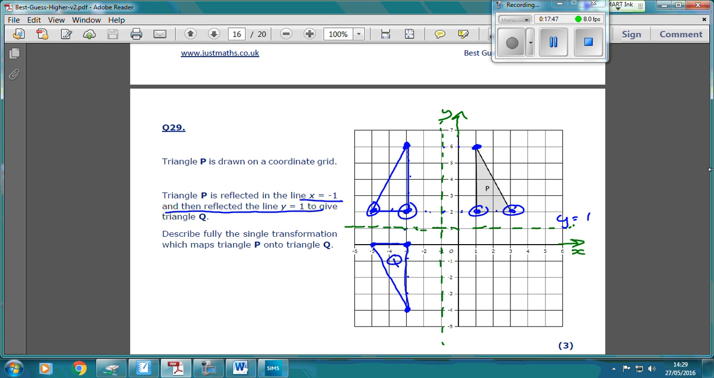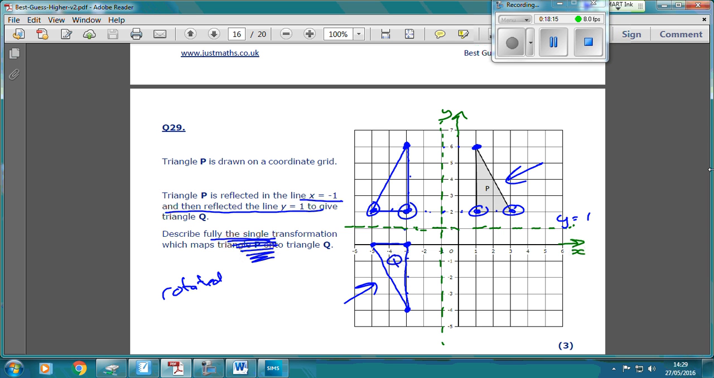Now what we've got to do is fully describe the single transformation. I'm going to underline the word single 4 or 5 times because that just means one thing has happened to P to get onto Q. So it's not been translated, it's not been picked up and moved, it's not been made bigger. It's been reflected twice, but that's not a single transformation. So what's happened between P and Q? It's been rotated. So you get 1 mark for saying that it's been rotated.